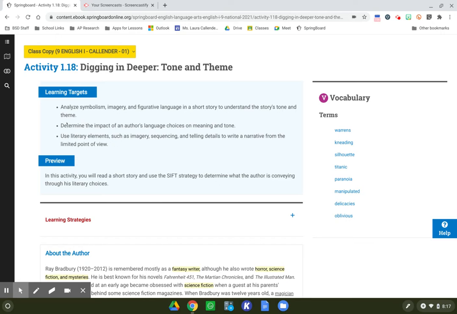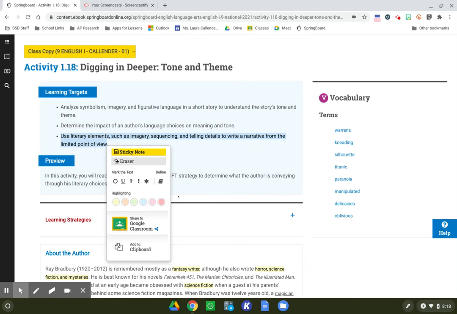In addition, you're going to determine the impact of the author's language choices, so the words and the phrases and the figurative language that the author uses, on meaning and tone. So how do the words that the author chooses influence what you come away understanding to be the meaning and the attitude of the piece? This last one we are not going to do today or this week. We may come back to it next week.